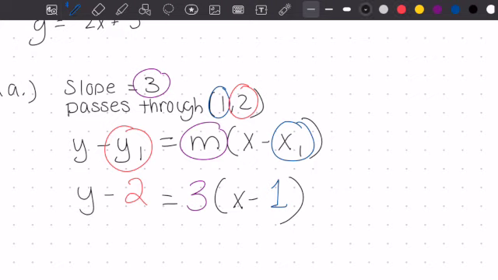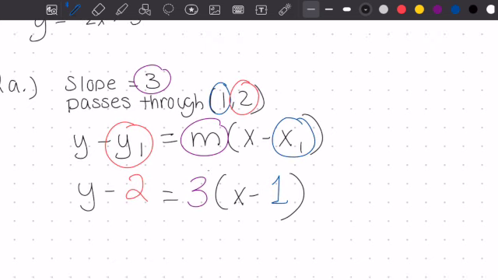Okay. Now I need to expand my bracket. So 3 times x is 3x. 3 times negative 1 is minus 3. And that is going to be equal to y minus 2. What do I do now? How do I get y by itself? What's my last step here?